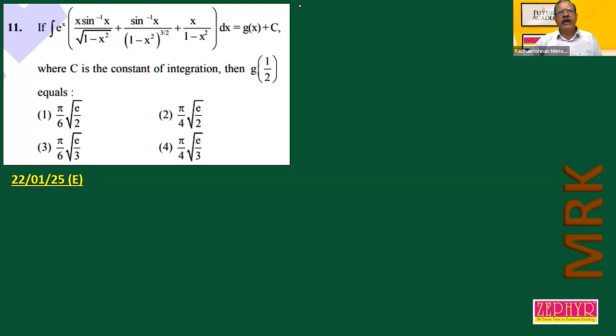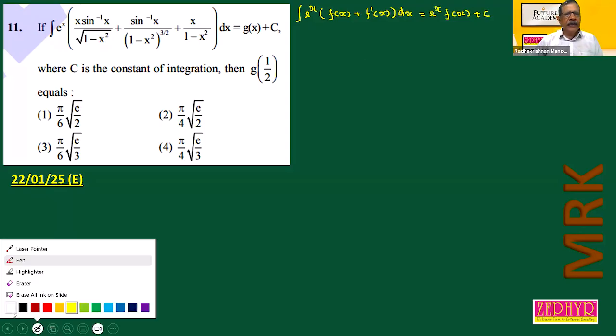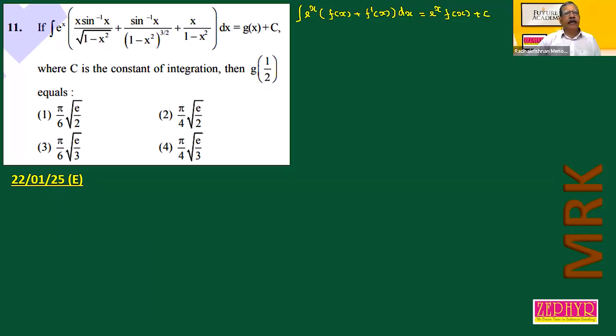Generally, when you are getting such a question in this form, in this pattern, you have to use the formula: integral e to the power x into f of x plus f dash of x dx equal to e to the power x into f of x plus c. This is the general pattern. ഇങ്ങനെയാണ് സാധാരണ രീതിയിൽ. We have to express the given expression in this form.